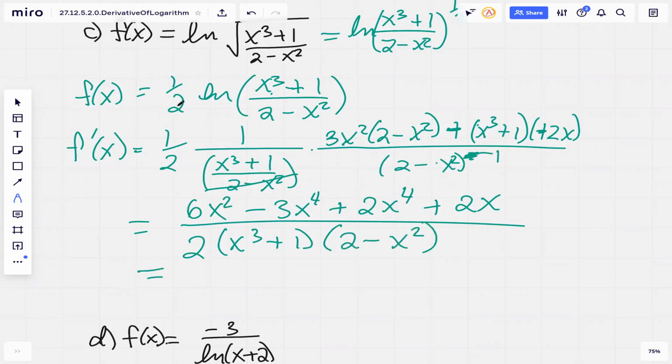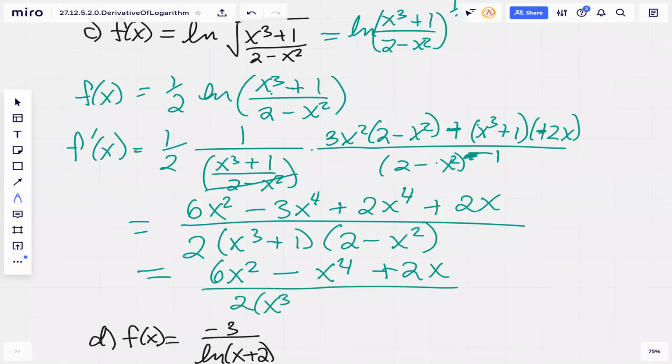Let's see if we can simplify the numerator a little bit. What we have is 6x squared minus x to the power 4 plus 2x, all over 2 times (x cubed plus 1) times (2 minus x squared). So this is our f prime of x.